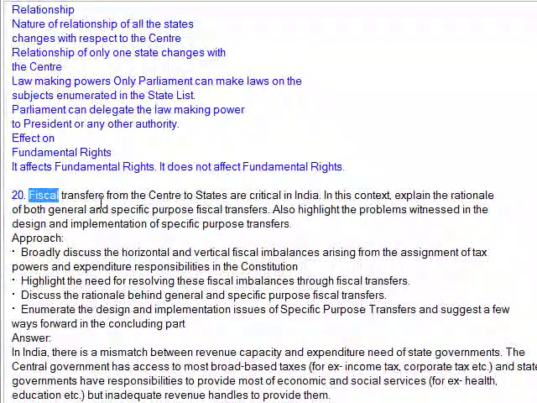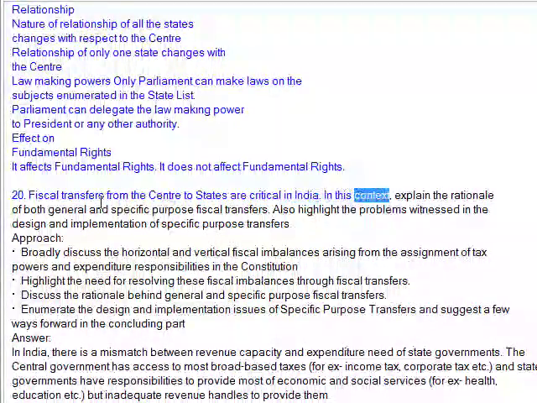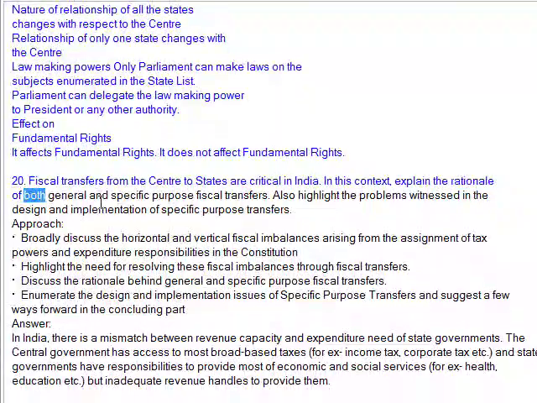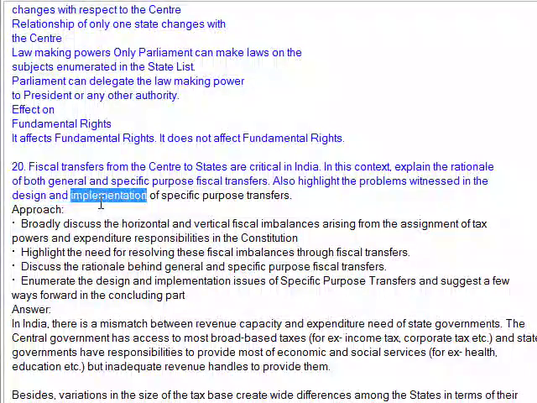Question 20. Fiscal transfers from the Center to states are critical in India. In this context, explain the rationale of both general and specific purpose fiscal transfers. Also highlight the problems witnessed in the design and implementation of specific purpose transfers.